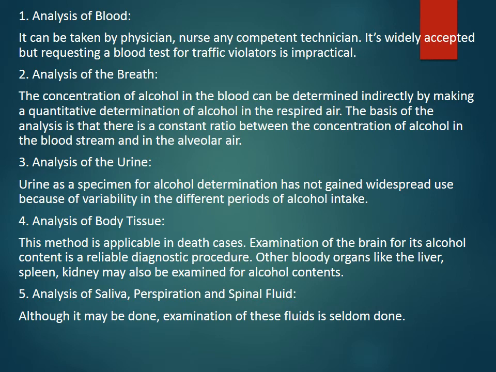Next is the analysis of the urine. Urine as a specimen for alcohol determination has not gained widespread use because of variability in the different periods of alcohol intake. Next, analysis of body tissue. This method is applicable in death cases. Examination of the brain for its alcohol content is a reliable diagnostic procedure. Other body organs like the liver, the spleen, kidney may also be examined for alcohol contents. And then analysis of saliva, perspiration, and spinal fluid. Although it may be done, examination of these fluids is seldom done.